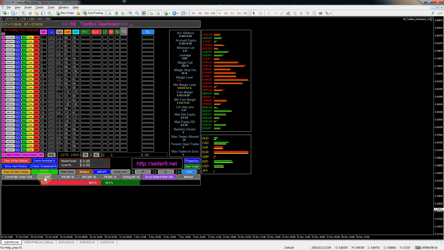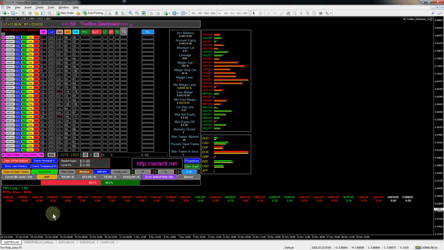Now we got gaps. I've changed this a little bit. I've now set it up so it sorts these in descending order. You notice the strongest one, the biggest gap, 17.9 pips, was on the Euro Canadian dollar. And these here didn't have hardly any gap at all. It was very small.